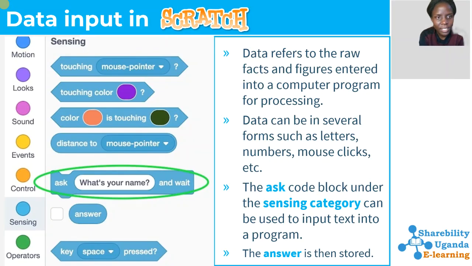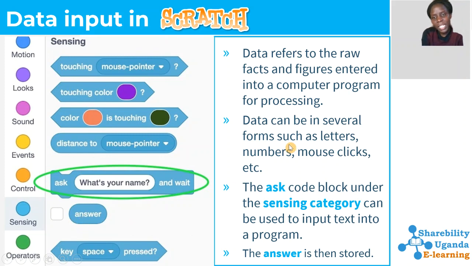Data input in Scratch. Data input is the raw facts and figures entered into a computer program for processing. Like here, when you enter this, like what is your name, what is your age, you can change it to the way you want it. Then it sends this response, the answer.